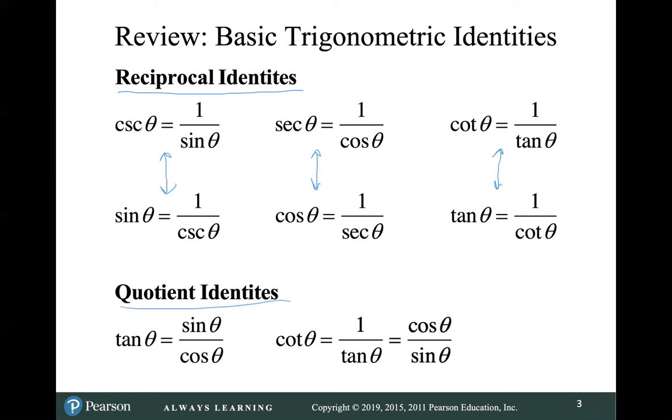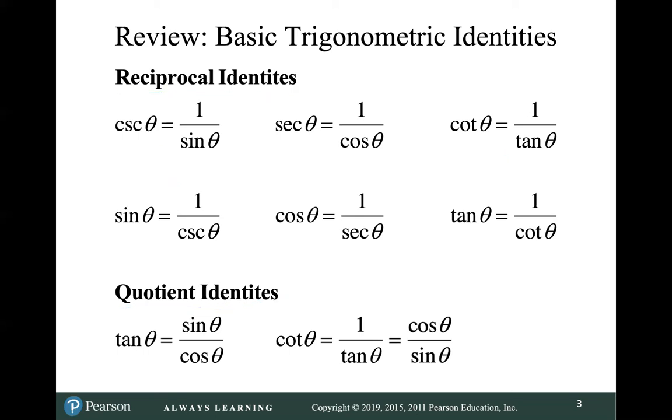And again, we've already looked at these as definitions. So we have tangent is sine over cosine, and then cotangent, which before we looked at as 1 divided by tangent, can also be written as the quotient identity of cosine divided by sine. So again, these are identities that we've already seen before, but now we can give them an additional name.